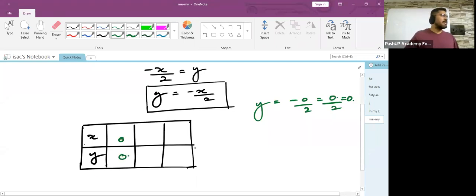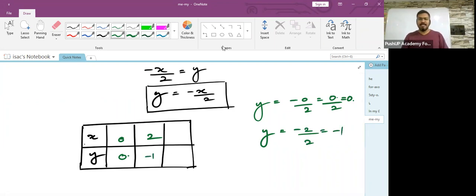Then, which next value do you want to take for x so that you get an integer for y? 2. Very good. The reason is, if you take x is equal to 2, you will get y is equal to what? Minus 2 divided by 2, which is equal to minus 1. And that is an integer. Very good. The next value, shall I take minus 2?